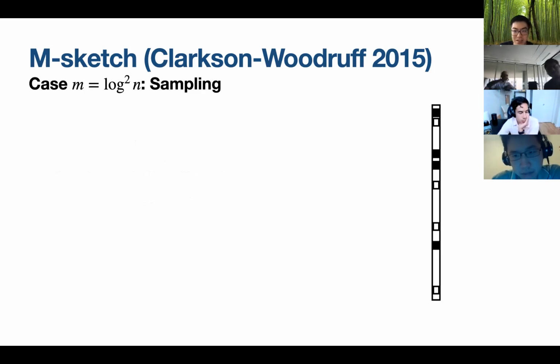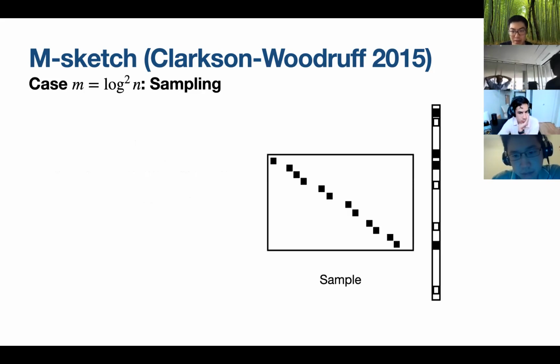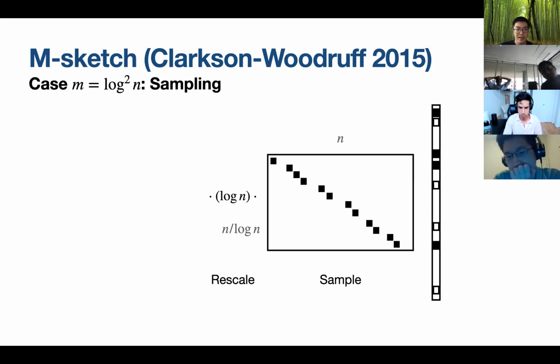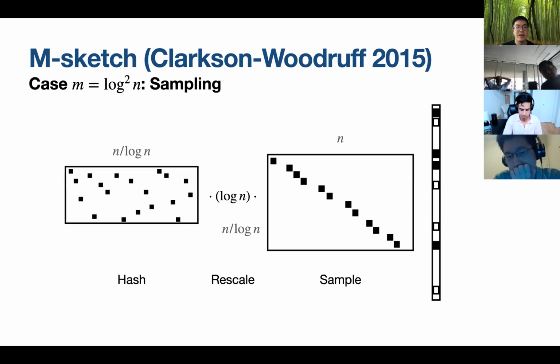So let me implement what we just said in terms of the sketching matrix. I have this vector that I want to sketch. I first sample, which goes from n columns down to n over log n rows in expectation. Then I rescale and hash the surviving n over log n entries down to log n buckets. This gives us a sparser version of the vector, but scaled by the probability so that it has the same L1 norm in expectation.